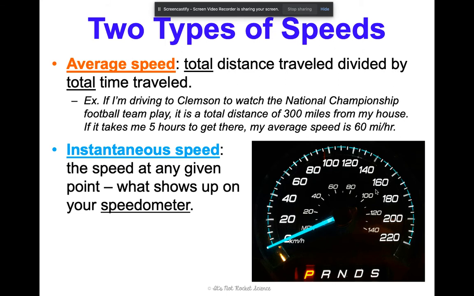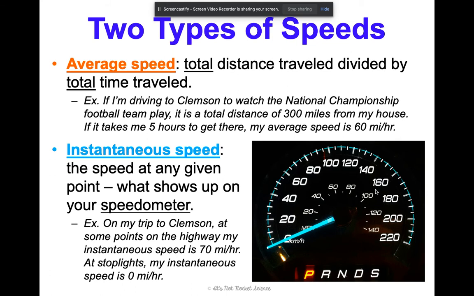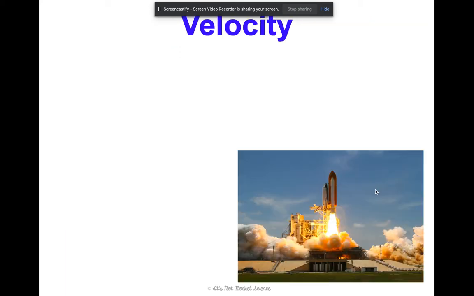Instantaneous speed is the speed at any given point and what shows up on the speedometer. So on that Clemson trip, at some point on the highway, my instantaneous speed is 70 miles per hour. At stoplights, my instantaneous speed is 0 miles per hour.